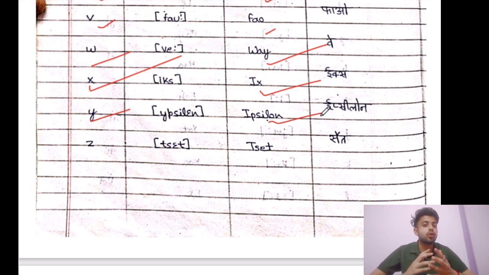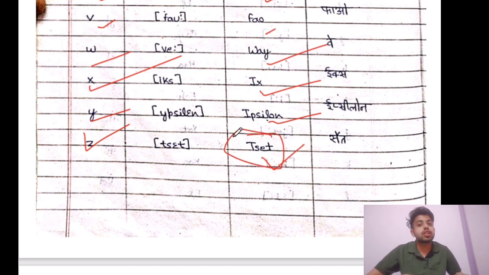When we say it by itself, we say Ypsilon. But when we see this symbol in a word, the pronunciation is very short. Hope you understand. And the last one is Z, which is pronounced as Zet.